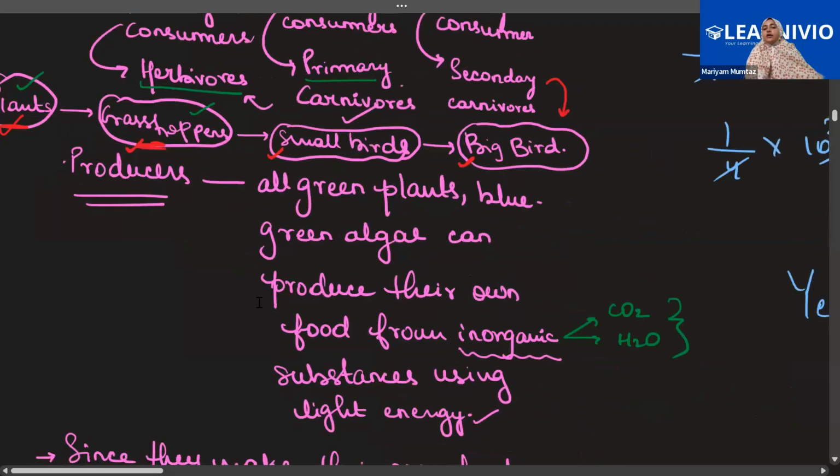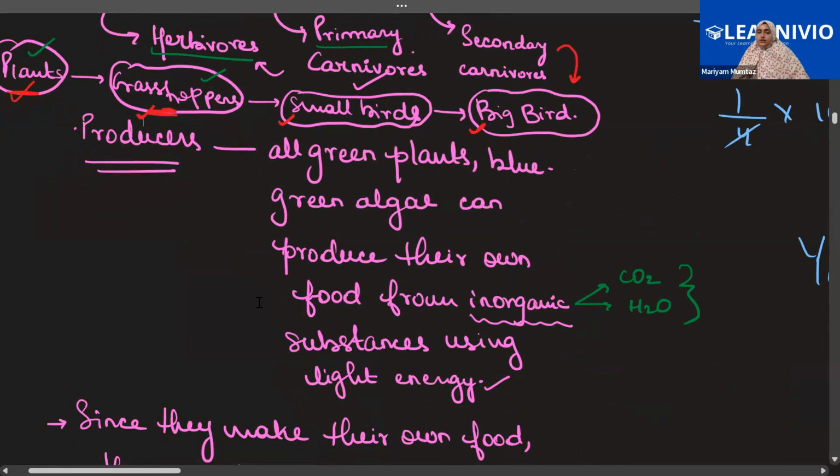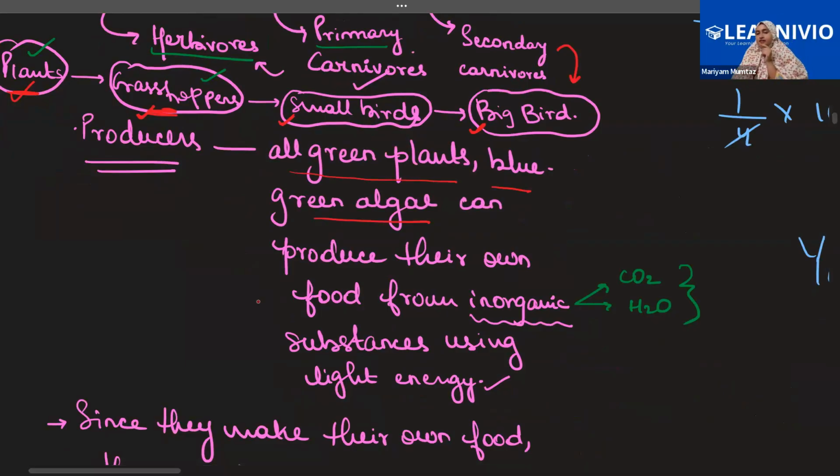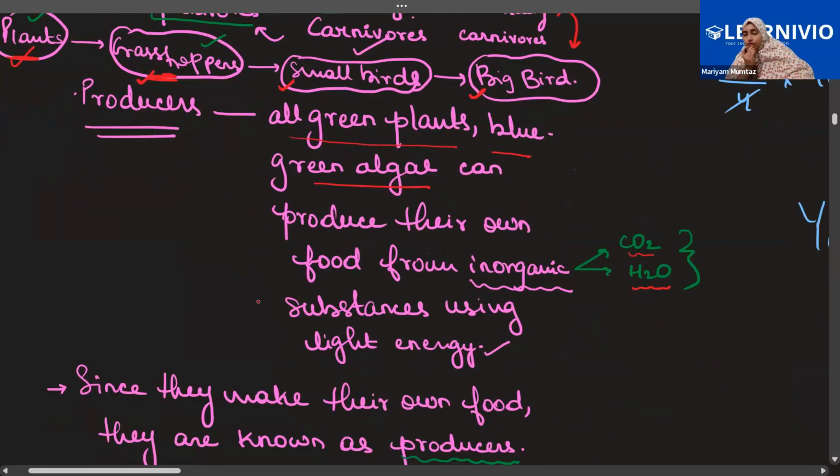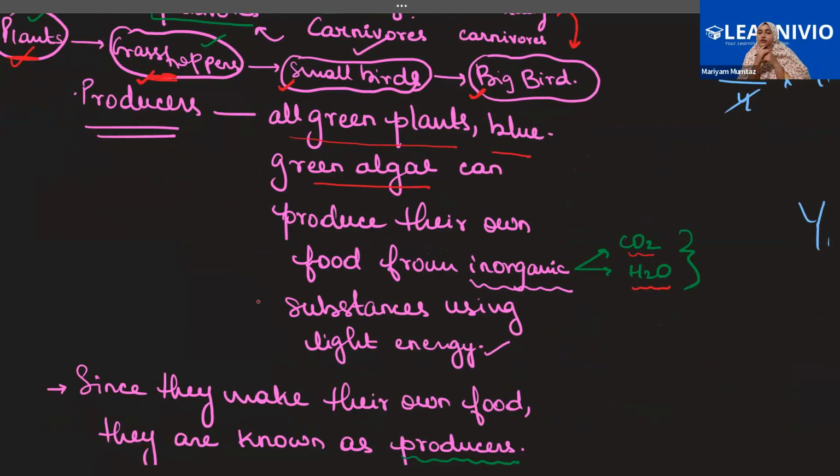Okay. Now, talking about what the producers are and what they do. Producers, they are all the green plants, blue-green algae, and they can make their own food from inorganic substances. Like they can use carbon dioxide, they use water to make their own food, and we know that it happens in the presence of chlorophyll and in the presence of sunlight or the light energy. So if you remove all the producers from the world, we'll all die. Okay, because not only do they provide food for us, but they also provide oxygen for our survival.